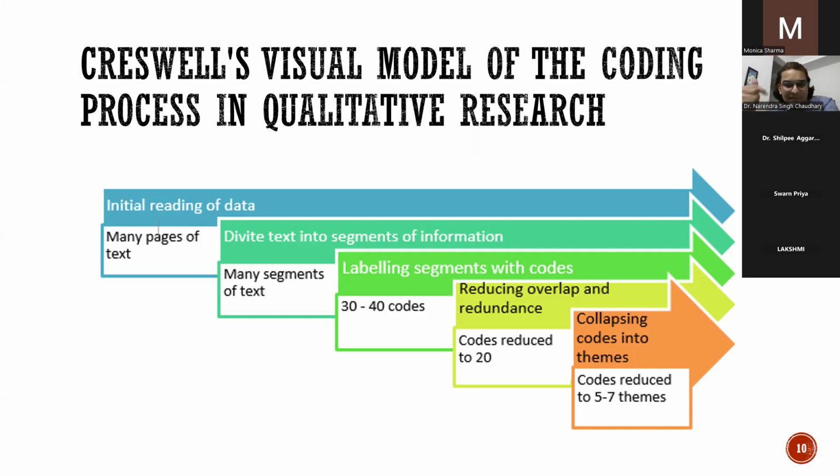Now, when you start labeling segments, 30 to 40 codes come in; that is initial. And then after reducing the overlap and redundancy, the codes reduce to 20. And when we further collapse the codes into particular themes, it gets reduced from 20 to 5 to 7 themes only, because we could see that we can still merge them. So what will we do? We have 40, from 40 we made 20, from 20 to 5 to 7, depending upon the data you have got, the richness of the data, and moreover what people are largely talking about. So this is a simple process.